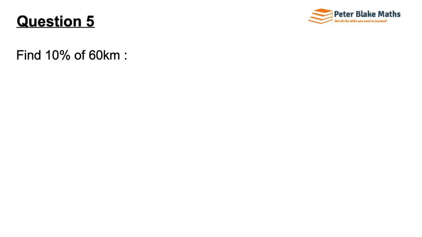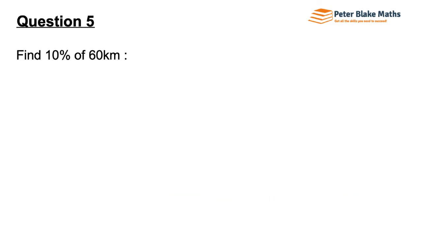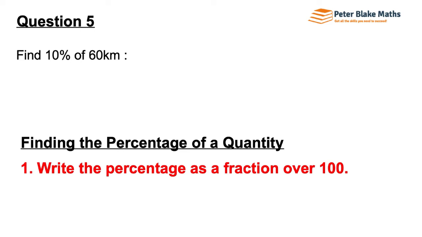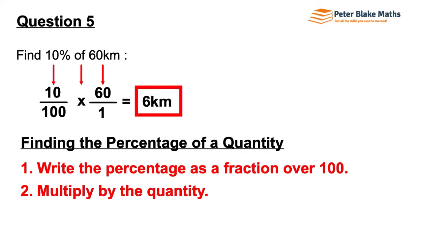Question 5. Find 10% of 60 kilometers. Finding the percentage of a quantity, we'll write the percentage as a fraction over 100. We've got 10%, we'll turn that into 10 over 100 in our thinking. We'll multiply by the quantity because of can be translated as a times. And we'll just have the quantity written out over 1, just to be a bit clearer. So if we calculate that out, we'll end up with an answer of 6 kilometers. So 10% of 60 kilometers is 6 kilometers.